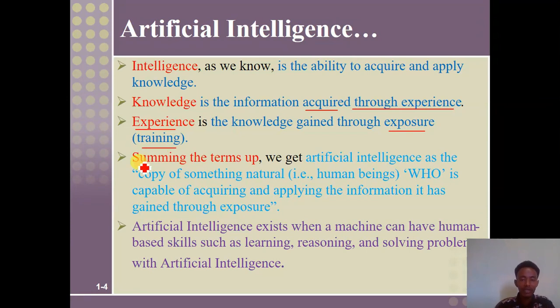To sum up the term, we get artificial intelligence as a copy of something natural, like a copy of the human being. Especially the intelligent machines which currently exist all over the world are copies of the human being. They are imitated from the behavior of the human being, who is capable of acquiring and applying the information that has been gained through different kinds of training.